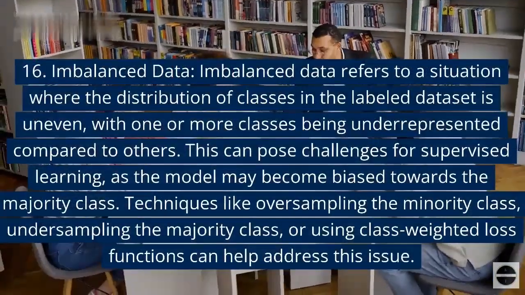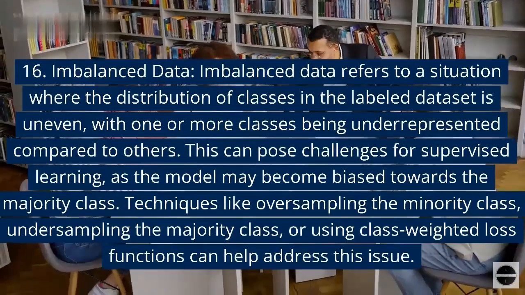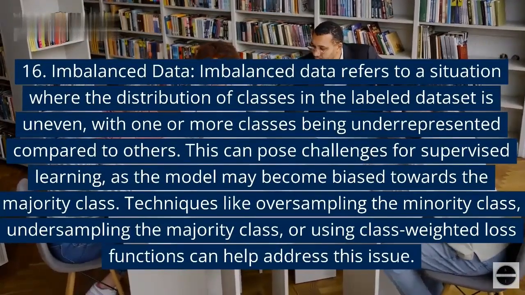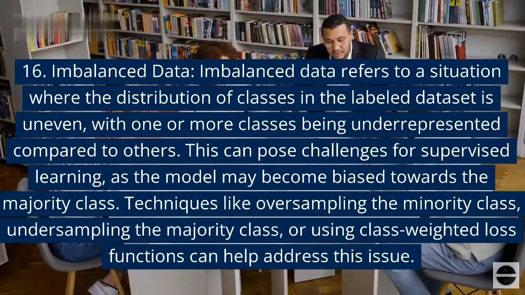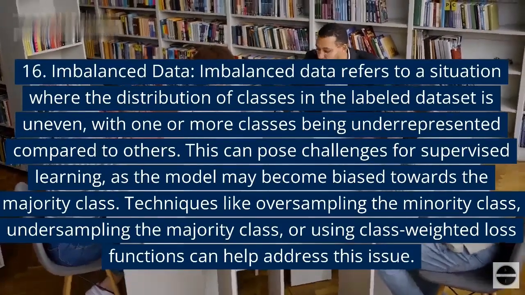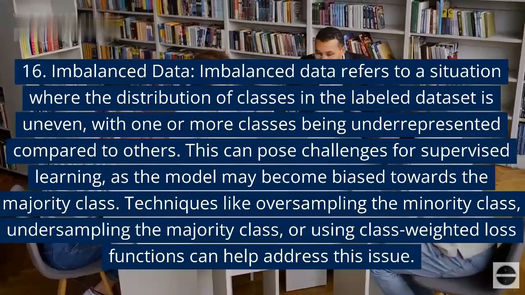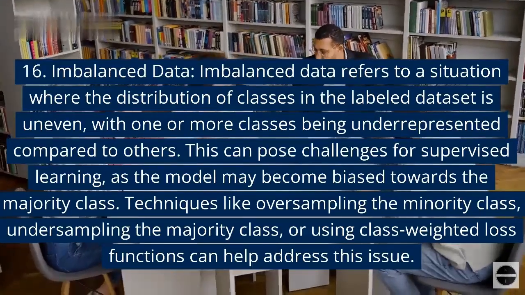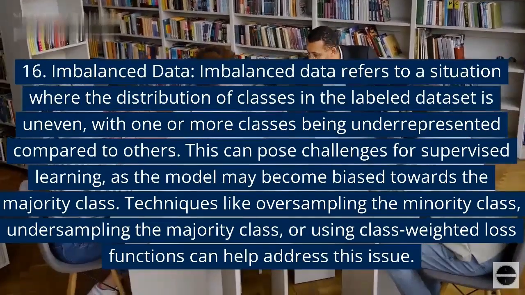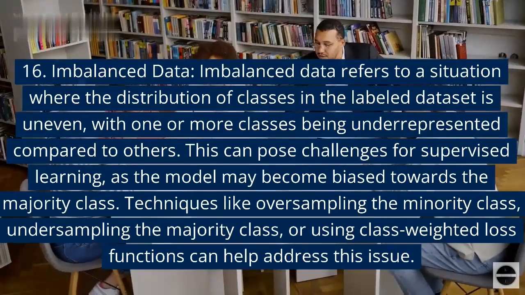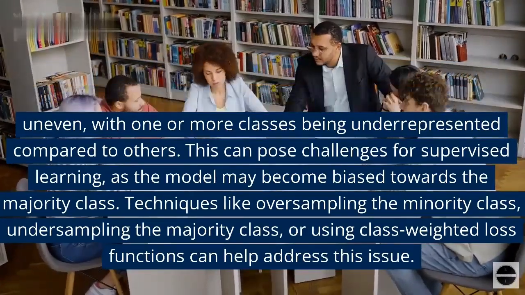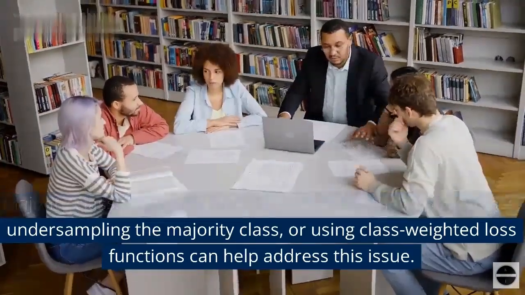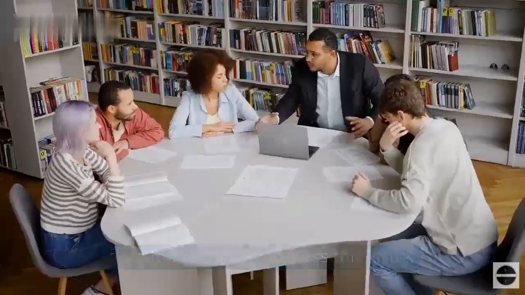16. Imbalanced data. Imbalanced data refers to a situation where the distribution of classes in the labeled dataset is uneven, with one or more classes being underrepresented compared to others. This can pose challenges for supervised learning, as the model may become biased towards the majority class. Techniques like oversampling the minority class, undersampling the majority class, or using class-weighted loss functions can help address this issue.